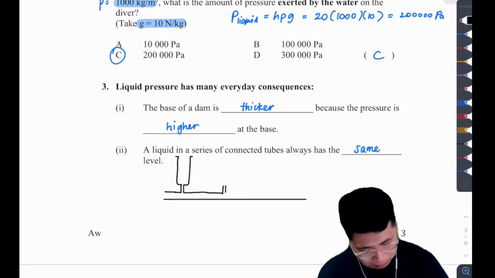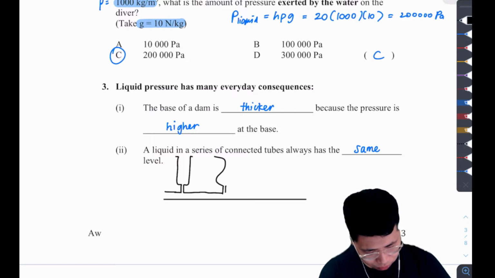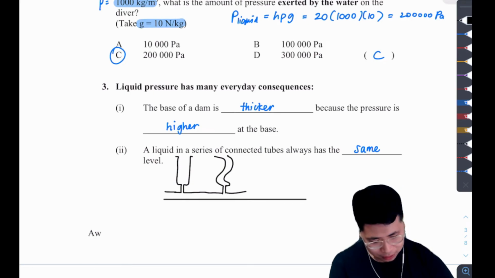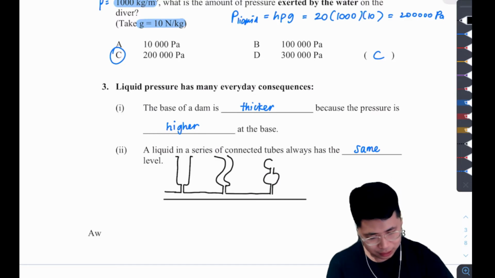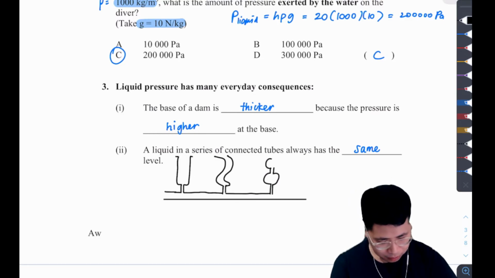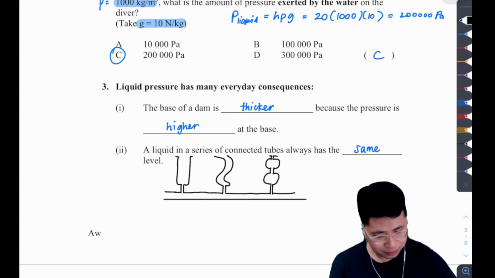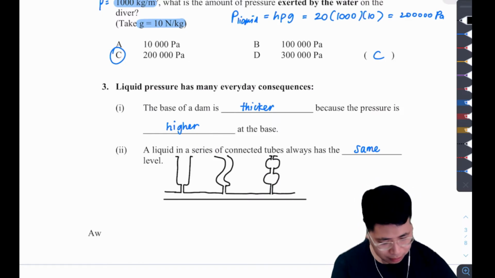So let me draw something like this, and then something like that. So this will be the second tube. The third tube, maybe like this, like a ball, go up again, and then another ball, and go up again like this. And then the fourth tube would look something like this. Maybe let me draw a thinner tube.